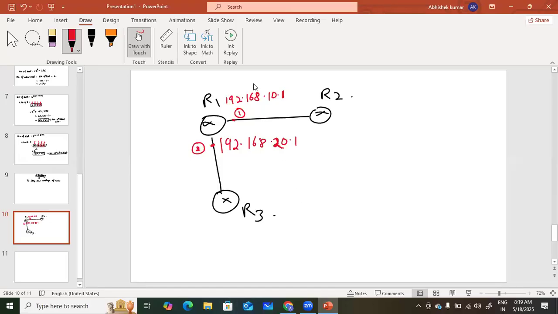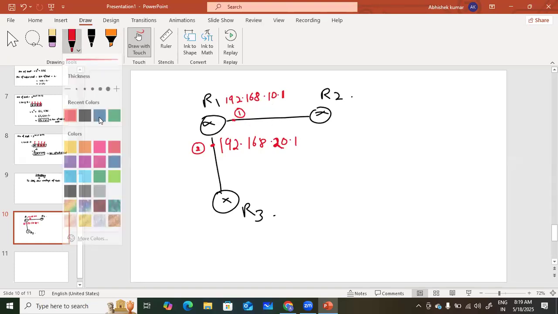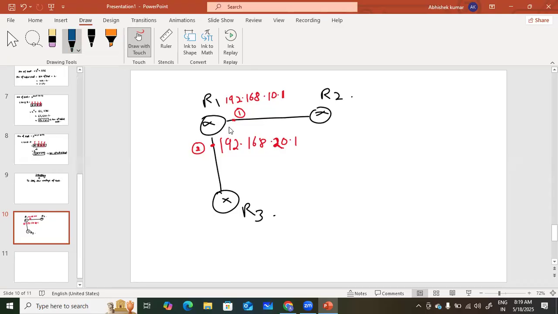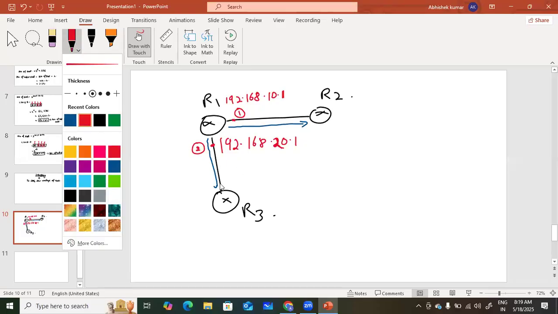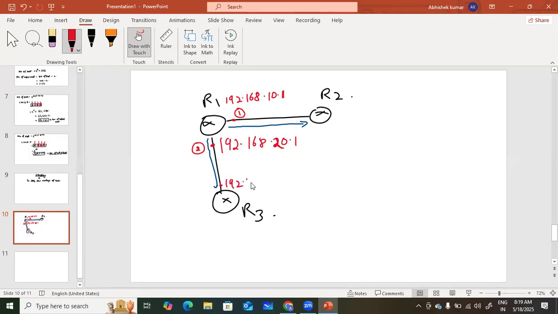Yes. So now the question is where I can use the same network. Only on directly connected networks. R1 is connected directly to R2, and similarly R1 is also connected directly with R3. If I have to use the same network, I can only use it on a directly connected network. So 192.168.20.2 on the other side, and similarly on this interface I can give 192.168.10.2.